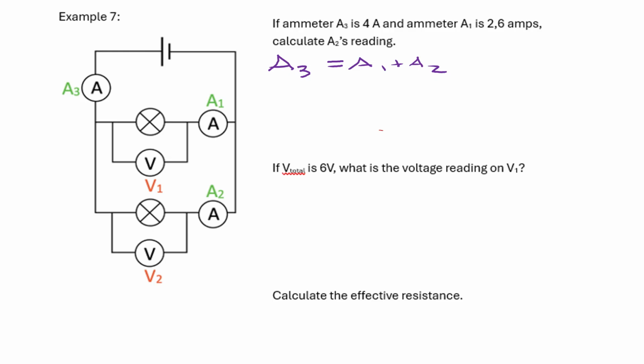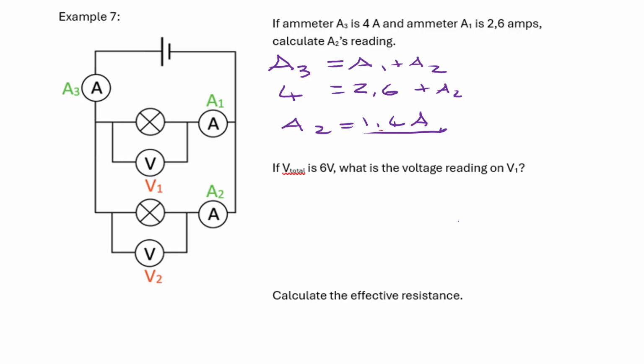So if ammeter A3 is 4 amps, so they're telling us that this is 4. And the ammeter A1 is 2,6. So ammeter A1 is 2,6. Calculate the reading on A2. So that becomes quite easy. We're just solving for A2. Okay? So A2 over there is going to equal your 1.4. Okay, so A2 is going to equal 1.4 amps. So that would be your answer to that. They're just testing, do you know that the ammeters in parallel add up together to equal the total in the series part of the circuit?